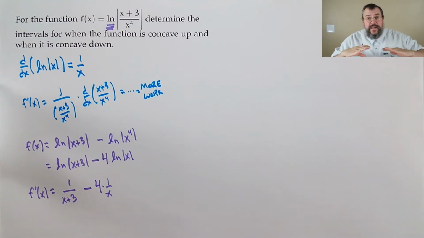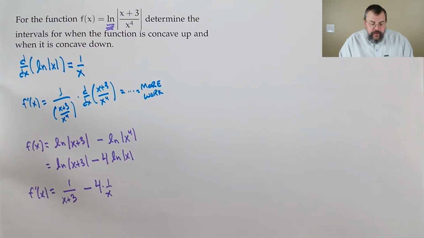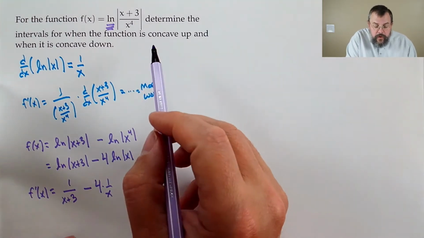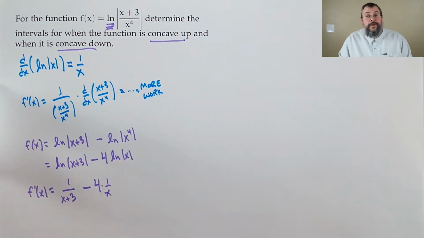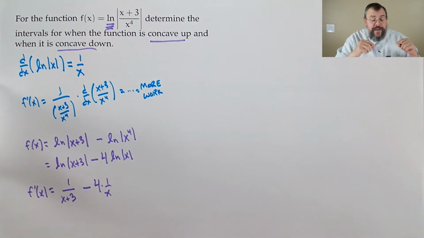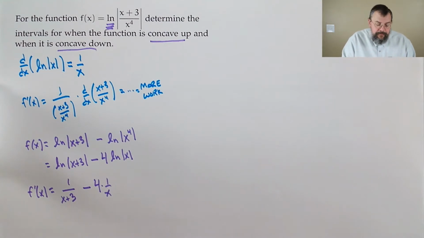Now, we do need to get a better handle on things eventually. But remember, where are we going? We're not looking for increasing, decreasing. We're not looking for critical points. We're looking for concave up and concave down, which means keep taking derivatives. All right. Now, how do we take our next derivatives?